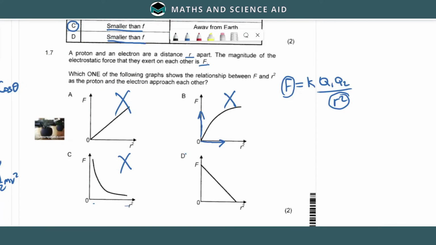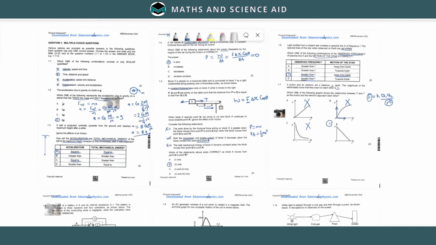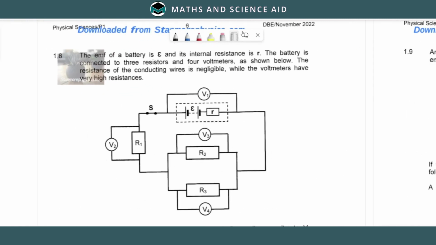So the correct answer here is actually D. And now some electric circuits. 1.8 says the EMF of a battery is E and its internal resistance is r. The battery is connected to 3 resistors and 4 voltmeters as shown below. The resistance of the conducting wires is negligible, while the voltmeters have very high resistances.